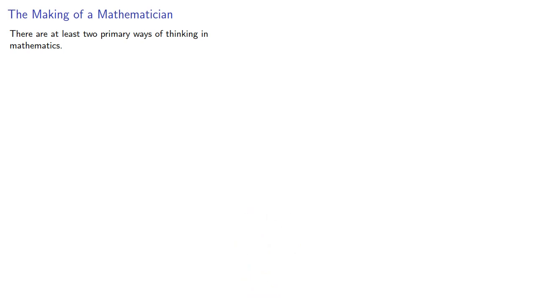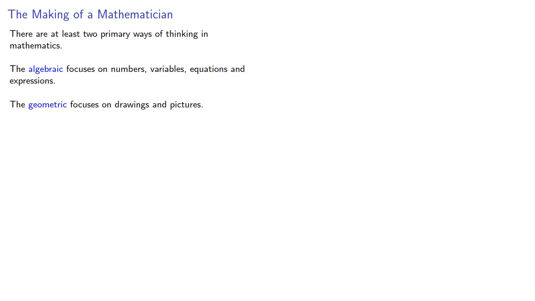There are at least two primary ways of thinking in mathematics. The algebraic focuses on numbers, variables, equations, and expressions, while the geometric focuses on drawings and pictures. A good mathematician understands both. A great mathematician blends them.